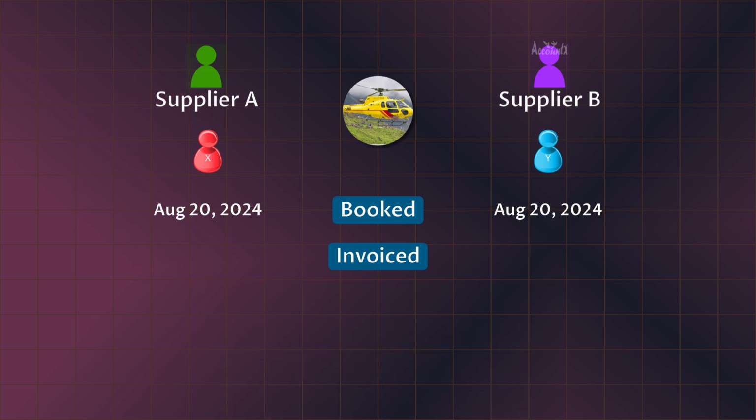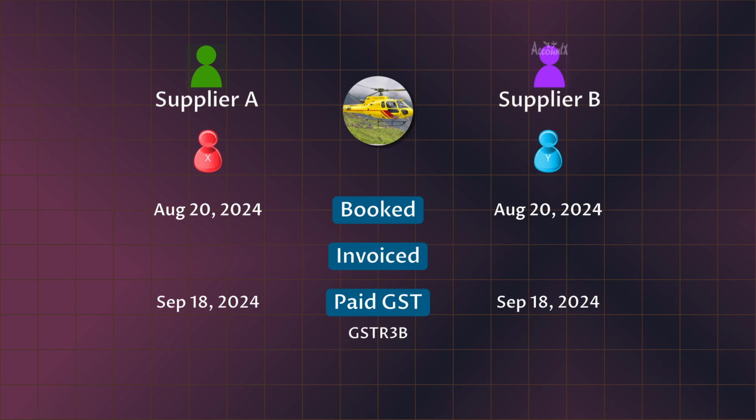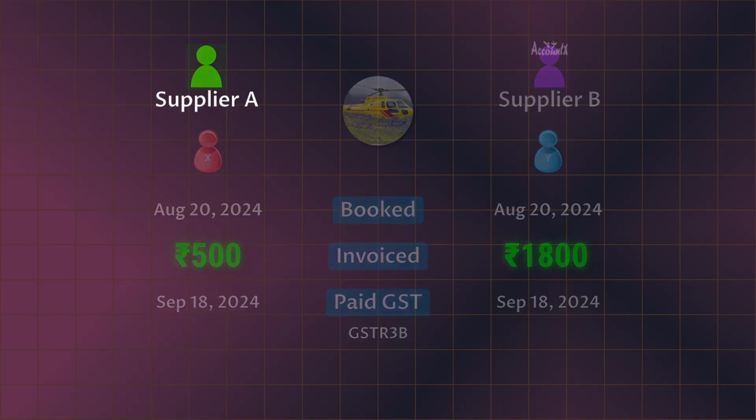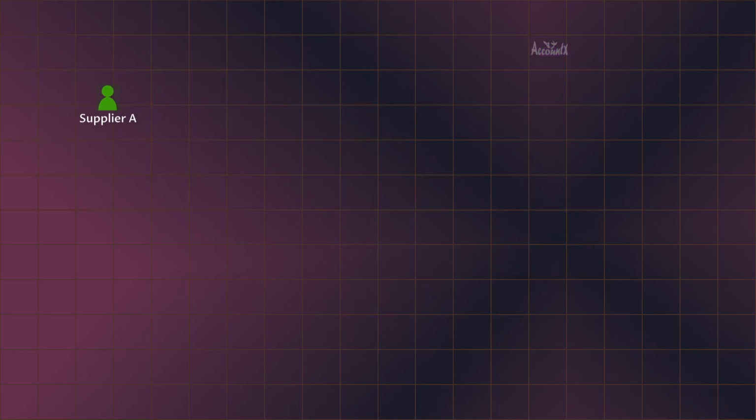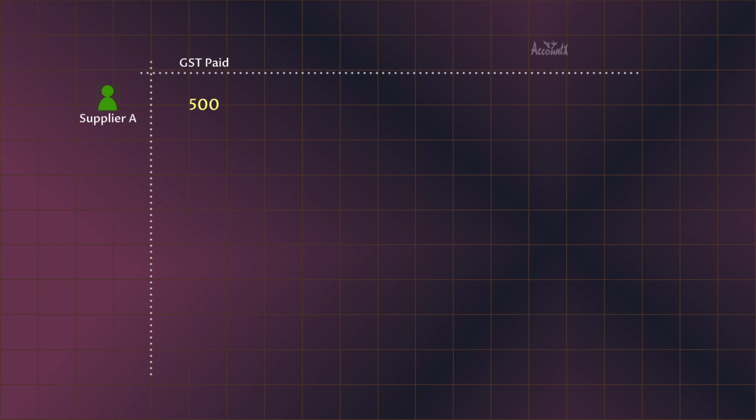Let's also assume that these suppliers have paid GST on 18 September, that is at the time of filing their GST R3B. So supplier A has paid GST of rupees 500 and B rupees 1800, assuming there are no other transactions. Now let's see how this phrase as is, where is going to impact GST payments that these suppliers have made, starting with supplier A. Supplier A has paid GST rupees 500, to be paid rupees 500 because that's the correct rate of GST. So there is no difference, no financial impact.